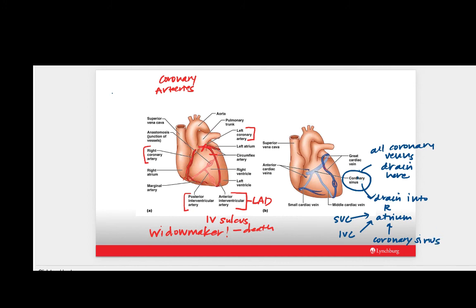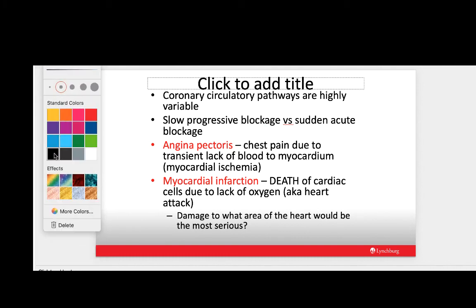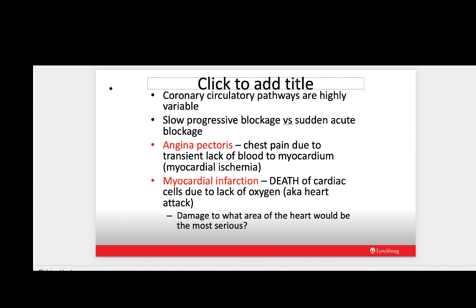Okay, so here's our coronary sinus draining into the right atrium. It basically collects all the venous blood from the heart itself and routes it back into that right atrium. What's interesting to note with the coronary circulation is that it can be highly variable, and what can happen too is that if you have a slow progressive blockage, you can actually grow new blood vessels to supply that area. Our heart tissue is very unforgiving.